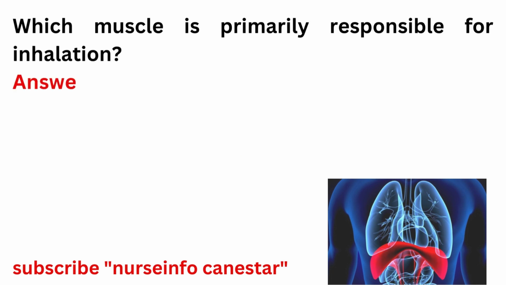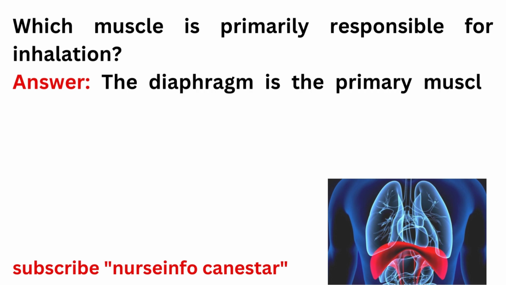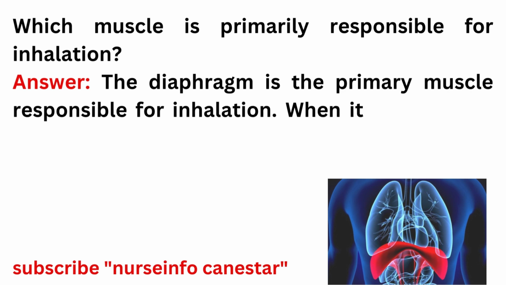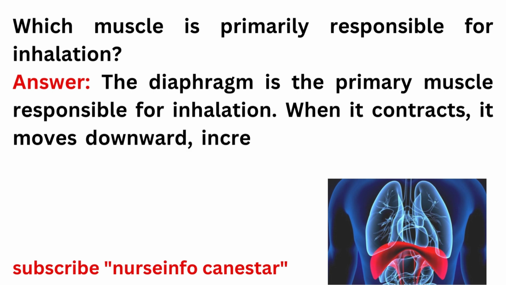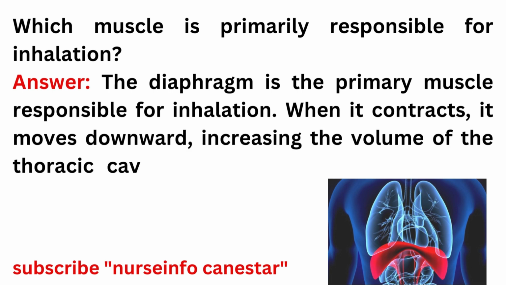Which muscle is primarily responsible for inhalation? Answer: the diaphragm is the primary muscle responsible for inhalation. When it contracts, it moves downward, increasing the volume of the thoracic cavity and allowing air to enter the lungs.